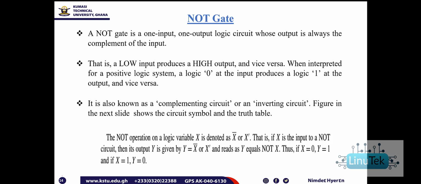The next one we would want to look at is the NOT gate. The NOT gate is a 1-input, 1-output logic gate whose output is always the complement of the input. That is, the output is always the inversion of the input, the opposite of the input. So if the input is low, it means the output will be high, and vice versa. If the input is 0, the output will be what? 1.